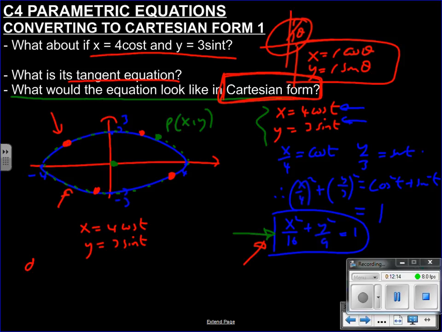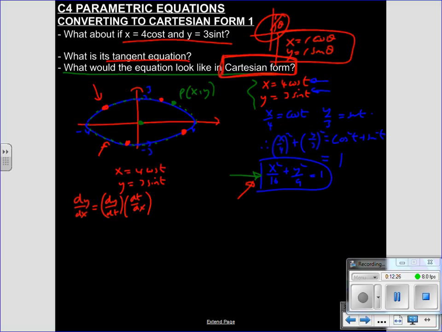And we know from the chain rule that dy by dx is dy by dt, dt by dx. And that's exactly what we're going to exploit now. So to find a tangent, first off, we need a gradient, don't we? So we need to find dy by dx.